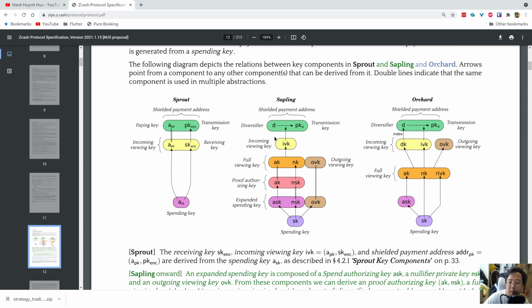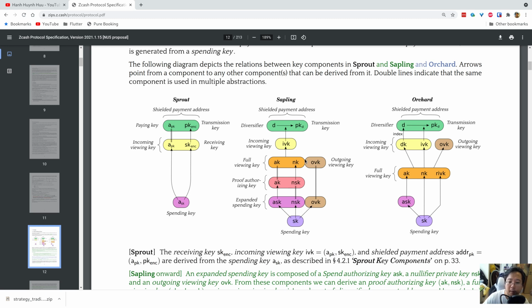So the guy who sends you a transaction only knows this part, right? He only knows the green part. Therefore, he will not be able to see any other transactions that were paid to this account, because he doesn't have the IVK. He cannot reverse his operation. And because he doesn't have this IVK, he will not be able to decrypt your incoming transaction, incoming note.